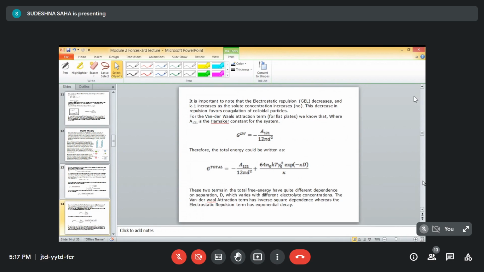Now, for the van der Waals forces of attraction term, for two flat plates we can write it as minus A 1 1 divided by 12 pi d square. This A is the Hamaker constant, and d is the separation distance. Then G total we can write like this over here, and if there are two different dissimilar materials, we can write gamma 1, gamma 2.